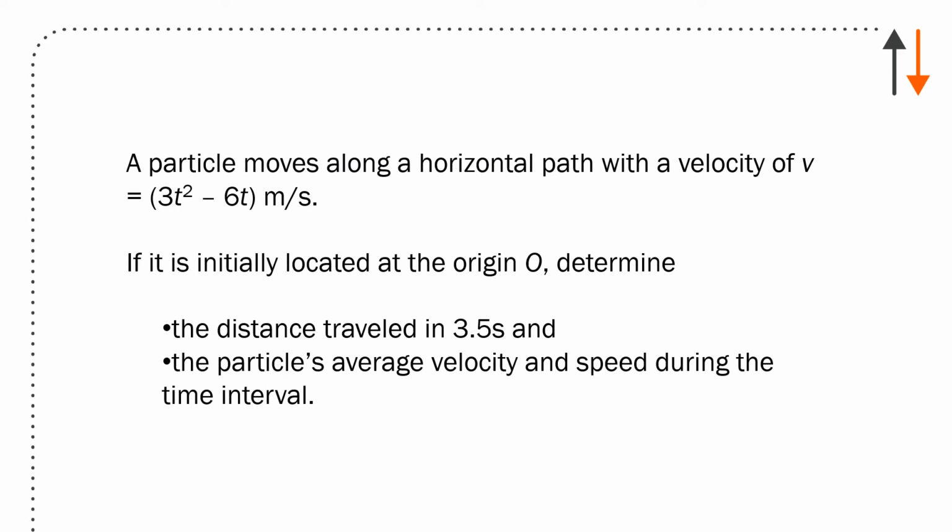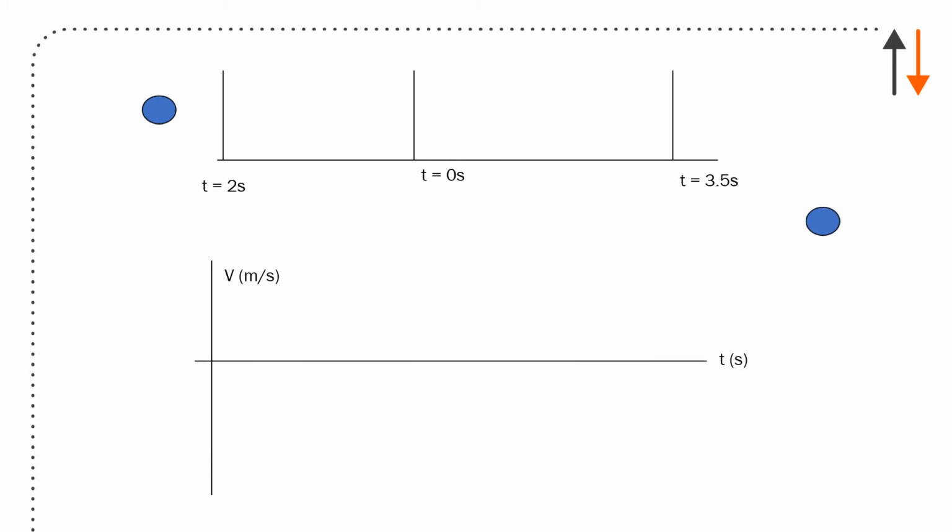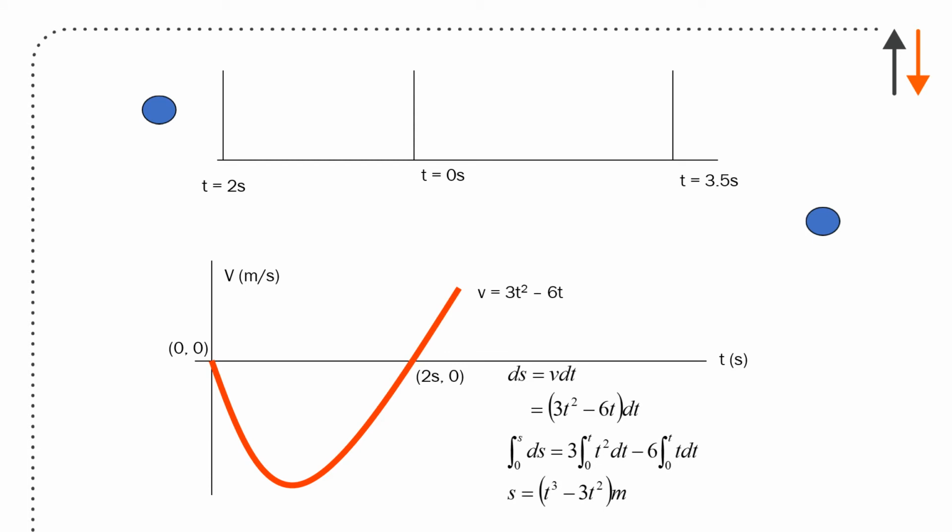And here's another example. A particle is traveling along a horizontal path with a velocity of 3t squared minus 6t meters per second. If it's initially located at the origin O, determine the distance traveled in 3.5 seconds and the particle's average velocity and speed during that time interval. There, it goes back, goes forward. Nice animation. And the velocity kind of looks like that. It's negative and then positive. That's why it goes backwards and then forwards. And between 2 seconds and 3.5 seconds, it's in the positive direction, moving to the right.